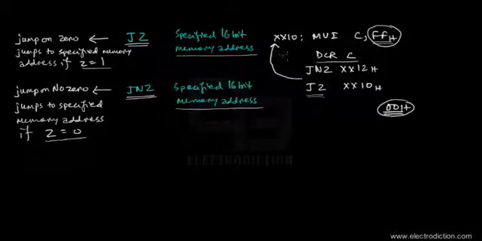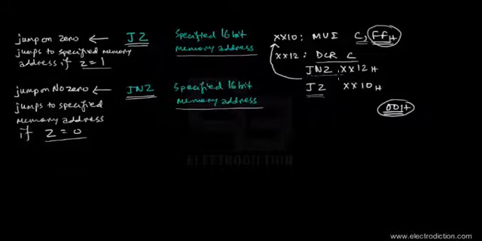XX12H. Okay, so where the DCR C command is present, you can see over here that once the FFH data byte is loaded into the register C, you then decrement its content once, and then it comes down to check whether the content of register C is 0 or not.